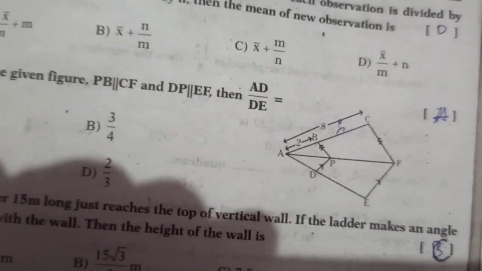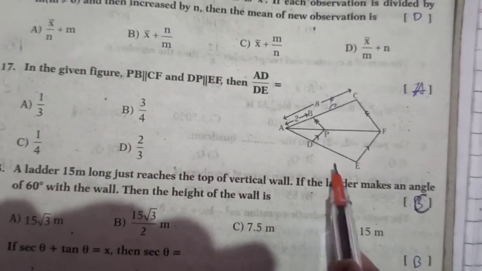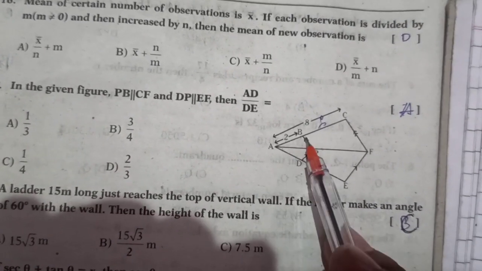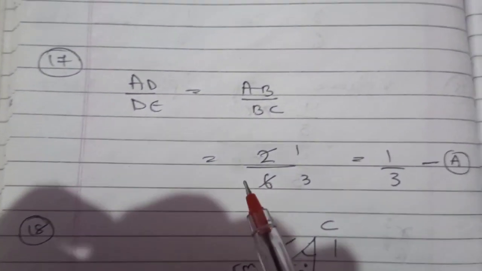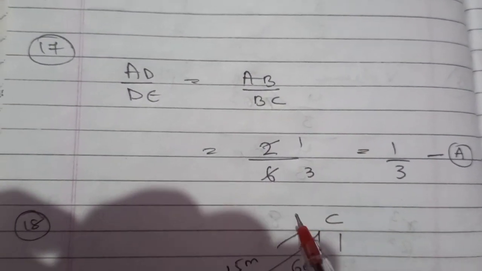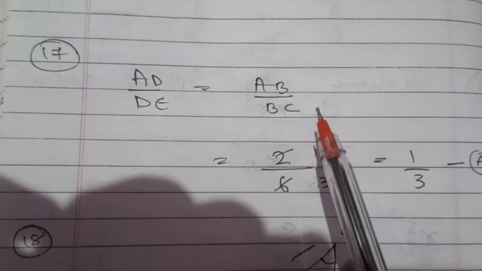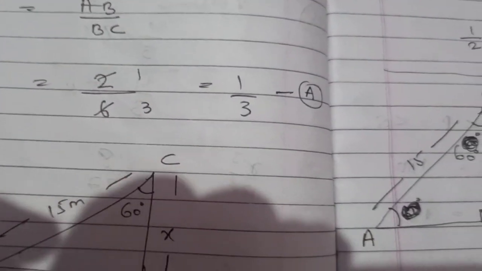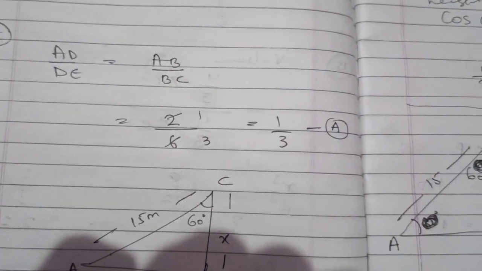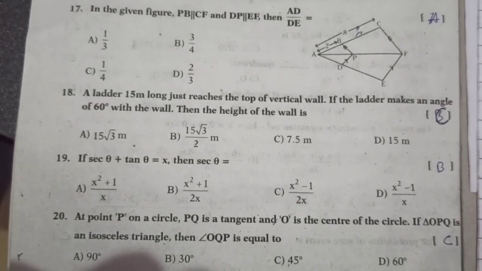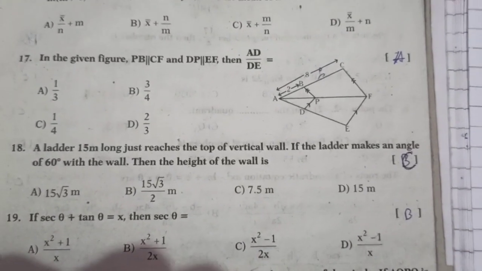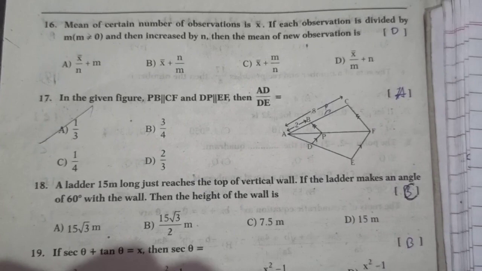Now according to the similar triangle property, AD by DE equal to AB by BC. AB is 2, BC is 6. 2 ones are 2, 2 threes are 6, so it's 1/3. So it's option A. In this 17th one, option A, 1/3 will be the correct answer.